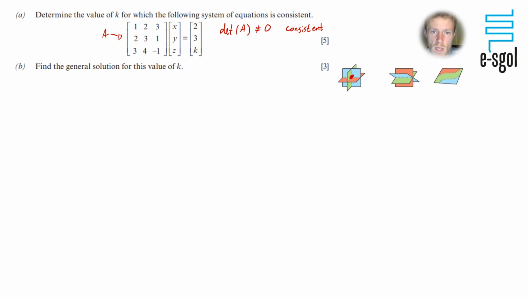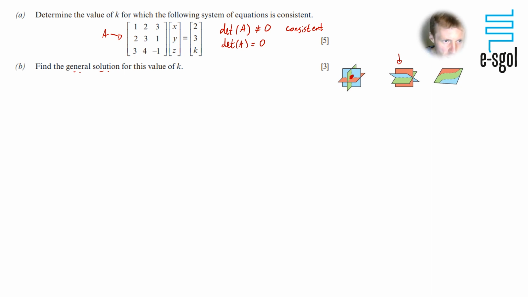In this situation, though, the determinant of that matrix is equal to 0. That means we need to do a little bit more work to see if they are consistent or not. There's another little thing here, because it talks about the general solution. That means we're probably looking at this situation. So we'll go ahead and start solving this.